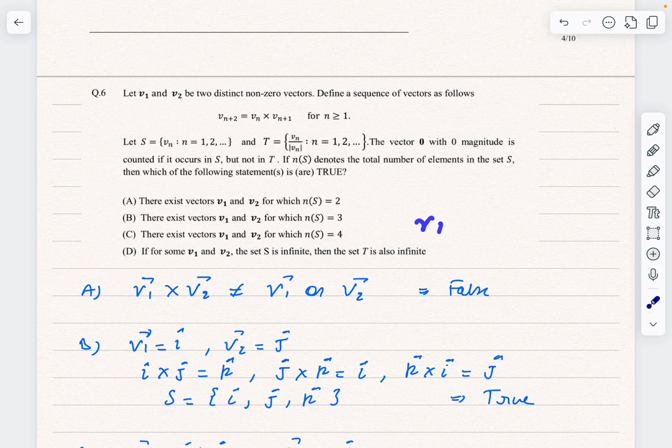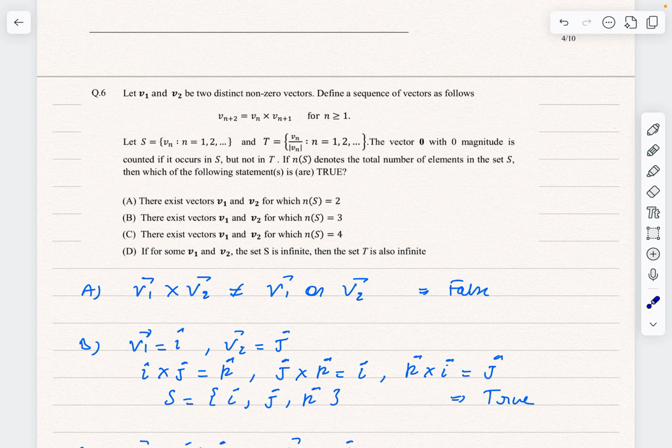Even if we take v1 and v2 as collinear, then we get the zero vector, which would also be a new vector. So we can't have a third new vector here. We want the number of elements to be 2 only. Otherwise we cross them and we get v1 or v2. That is also not possible, because if we cross v1 and v2 we get a vector which is perpendicular to their plane. So statement A has to be false. When you cross them, you will surely get a new third vector.